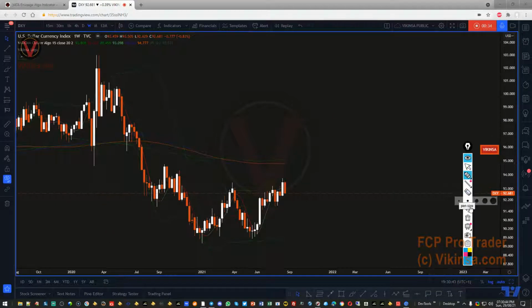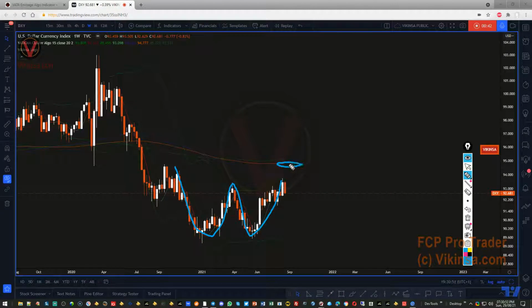So what we have here is a W pattern forming, and the W pattern is going to complete somewhere around here. That's why we are targeting around the 95, 96 area ultimately, and that's where the 200 moving average is as well. But this is on the weekly time frame. It may take weeks, it may take months. So do not expect that it is going to happen in a day or so.